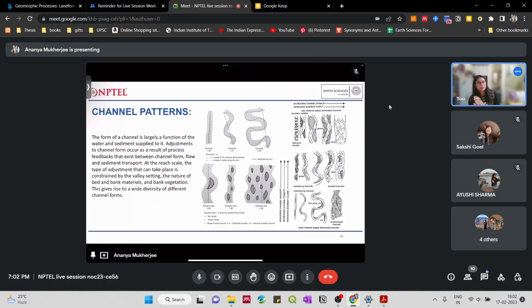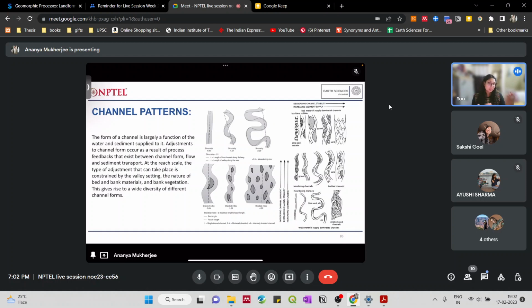Okay, so based on the sinuous nature of the channels, you can have different kinds of channel patterns. As I have mentioned before, the formation of a channel is going to be a function of the water flow velocity, and the sediments that are being supplied to it and transported by the channel. At a certain reach, you need to remember this.